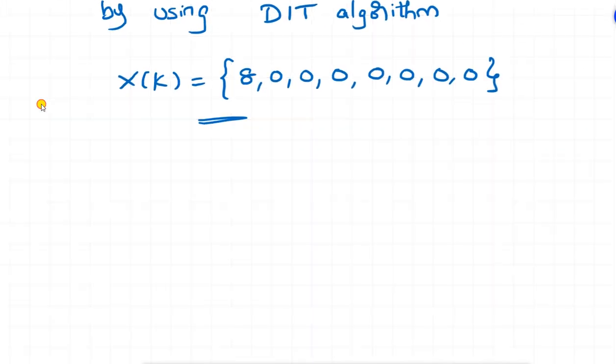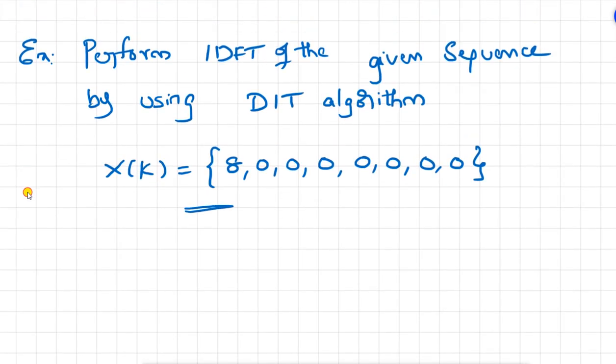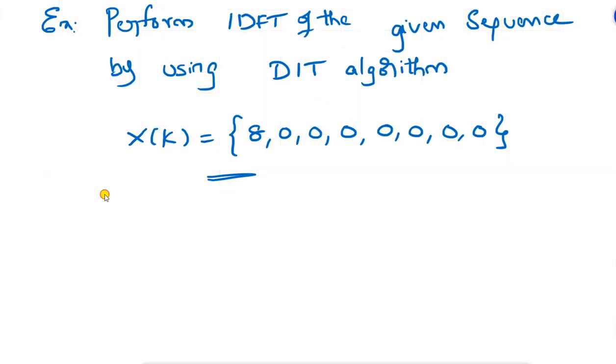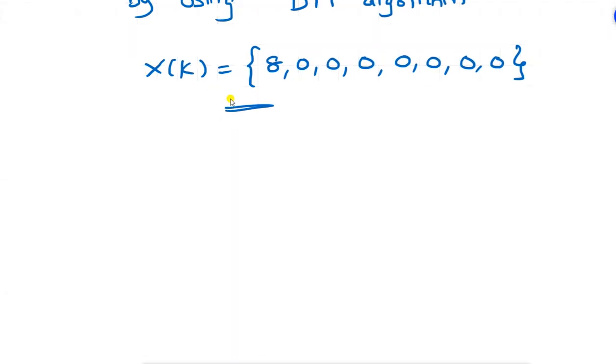Students, here what is asked is to perform IDFT on the given sequence by using the DIT algorithm, the decimation in time algorithm. The given X(k) sequence is 8 0 0 0 0 0 0 0. So observe carefully, again we need to follow the same DIT algorithm steps.